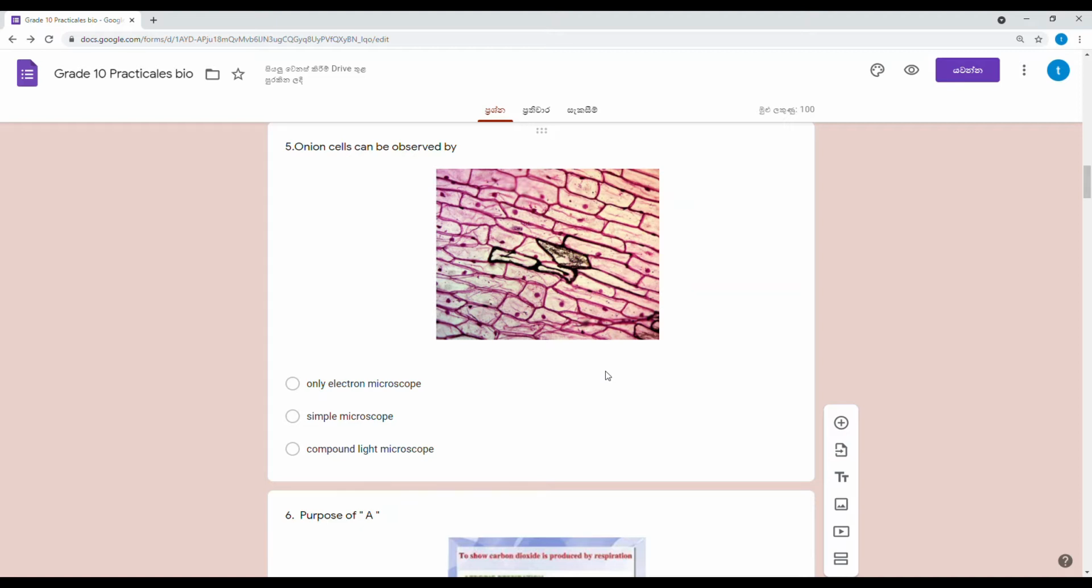And the next thing, when you get into the lab, we know we have microscopes, different types of microscopes, especially the light microscope and the hand lens, which we call a simple microscope. But if you want to observe this kind of view of onion cells, definitely we have to use the compound light microscope. In the electron microscope, you can see the detailed structure of the cell organelles. But this kind of view you can see in the normal light microscope.